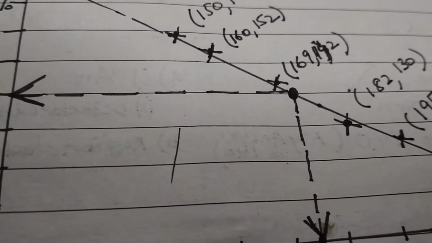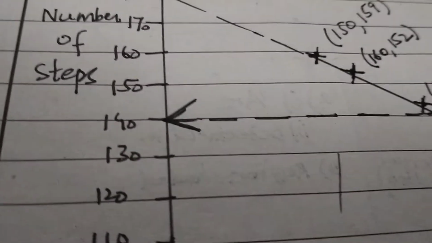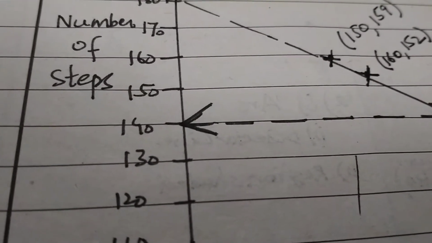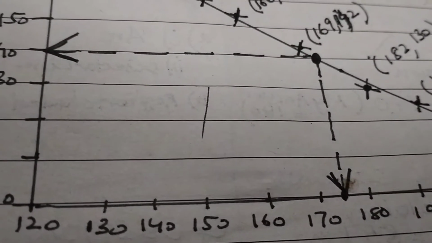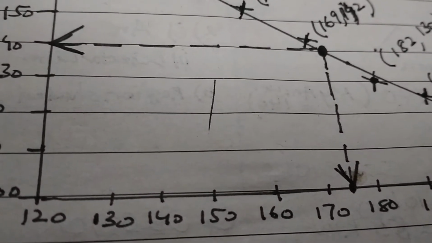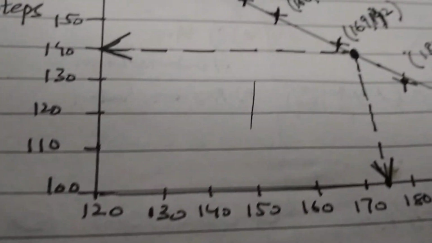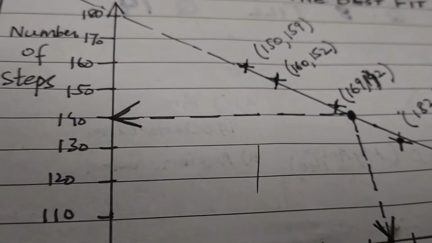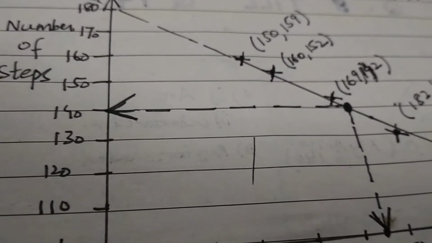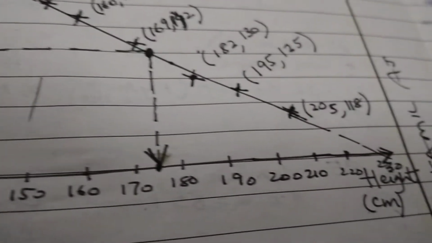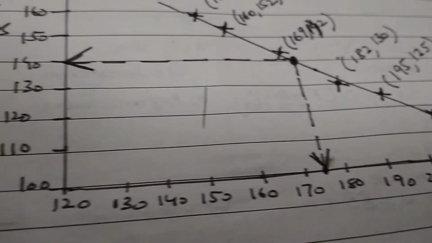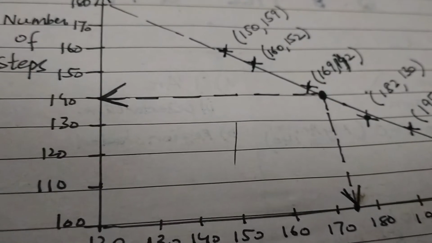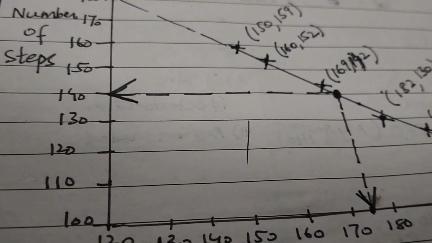Draw a line towards the line of best fit, see where it is intersecting, and see the corresponding value of the y-axis. That is the number of steps. So we are getting 140 with reference to 175 on the x-axis. So we can say that 140 steps may be taken by the person with the height of 175 centimeters.